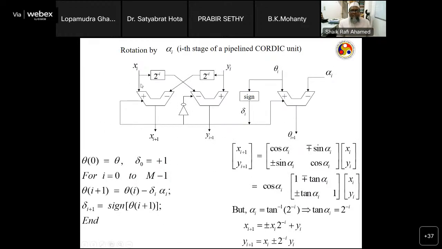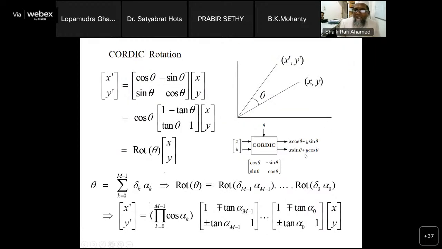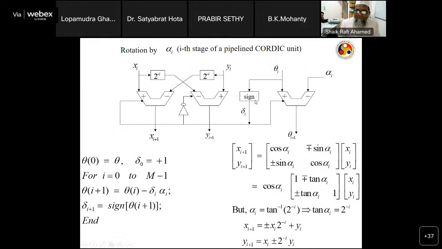So this is the CORDIC unit, where without using any multiplier, I can obtain x cos theta minus y sin theta and x sin theta plus y cos theta. But inside this CORDIC we have m such blocks. The initial block's input is x0, y0, theta 0, alpha 0, and the output will be x1, y1, theta 1. You give this as input for the second stage.